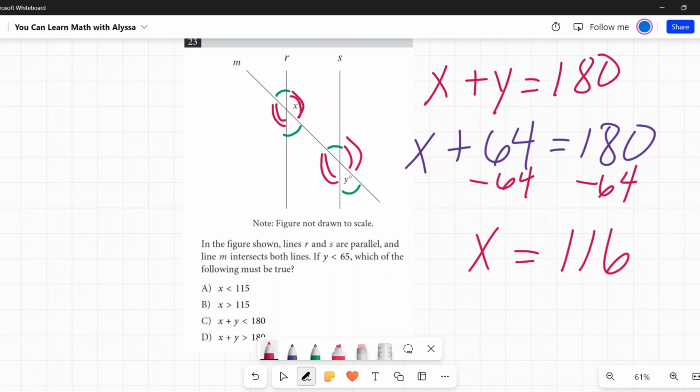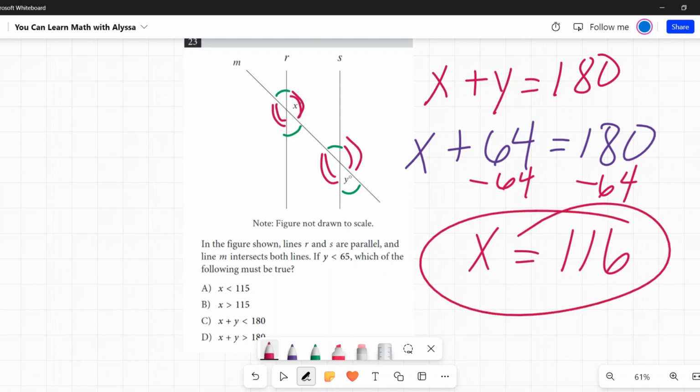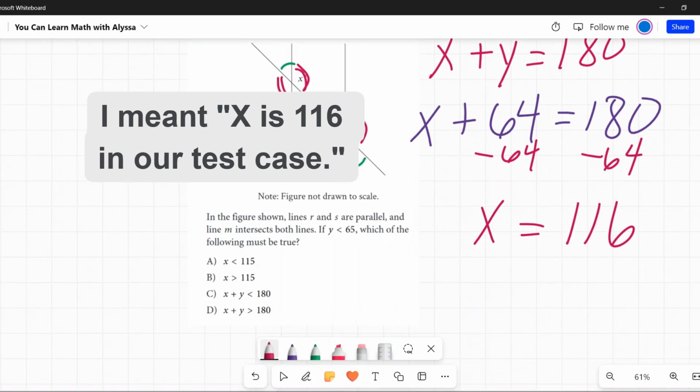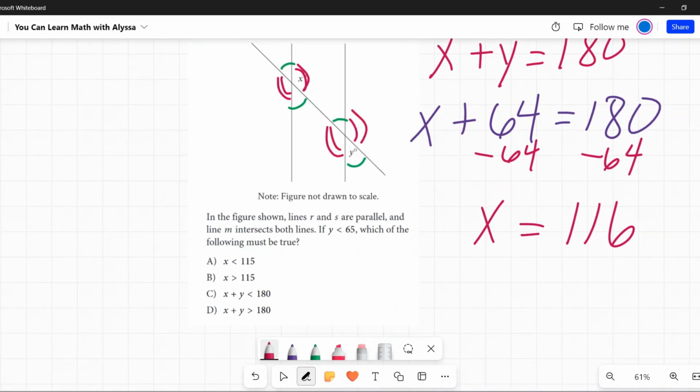So which of these must be true? So this statement: if y is less than 65, I've discovered that x is 116. Which of those agrees with this? First, I have x is less than 115. Nope, already discovered it's greater than that. So boom, that's out. x is greater than 115. Yeah, that is true. Next one, x plus y is less than 180. No, we said x plus y equals 180. x plus y is greater than 180. Nope. B is the only one. We don't have to do any further work.